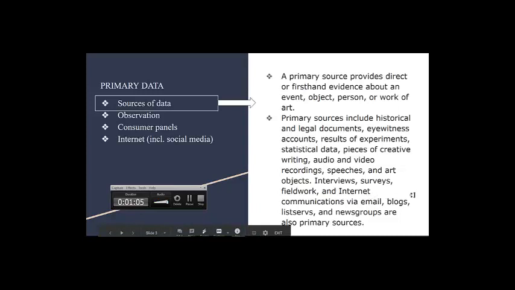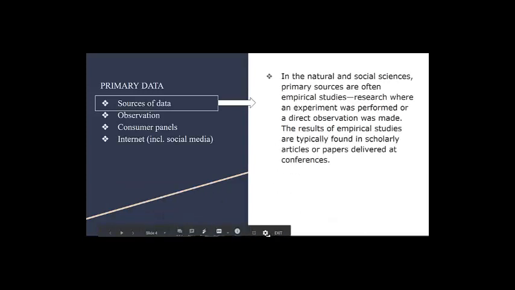Speeches and art objects, interviews, surveys, fieldwork, and internet communications, like what we read on certain blogs, or videos from vloggers. Those are primary sources of information. In the natural and social sciences, primary sources often form the basis of empirical studies. And this is research where an experiment was performed or a direct observation was made.